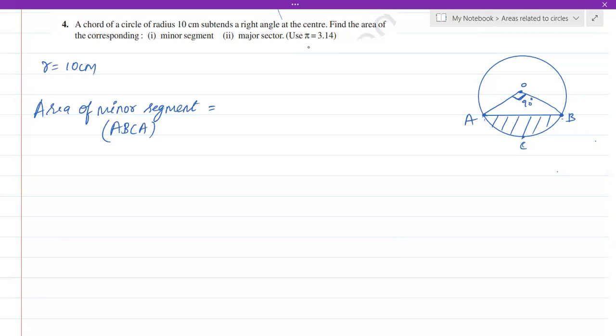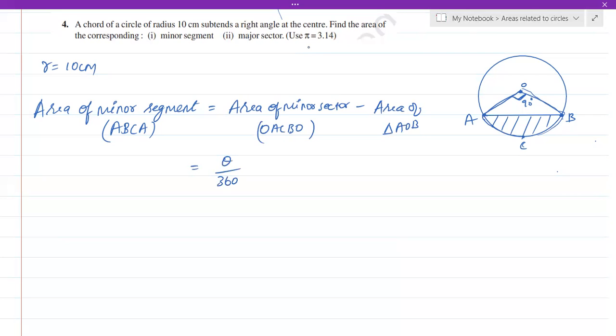Now we have already seen the formula of the minor segment. Area of the minor segment is area of minor sector minus area of the triangle. What will be the name of the minor sector? It starts from O, right? Let me trace it: O, A, then it comes to C, then B, then goes back to O itself. This region is called the minor sector, O, A, C, B, O. That's the minor sector area, minus the area of the triangle AOB.